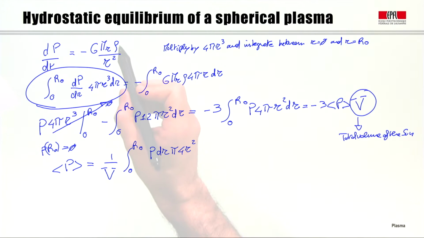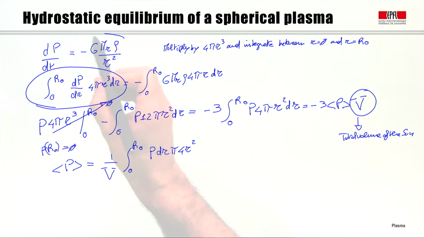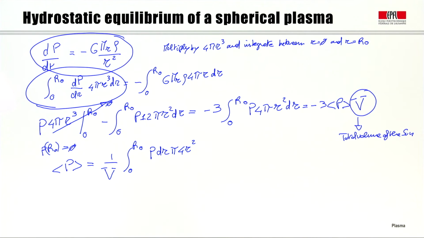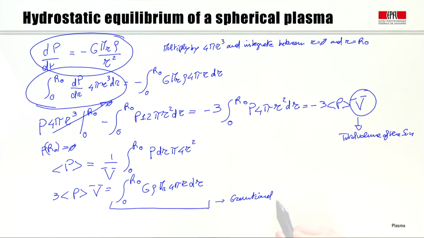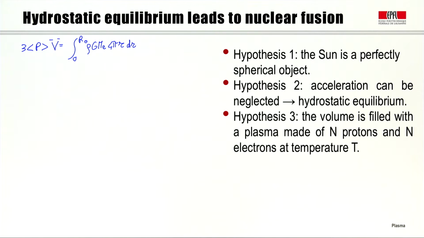Now, if we go back to the hydrostatic equilibrium equation and we plug what we just found into this equation, we end up with the following, where the right-hand side member represents the gravitational energy of the Sun. Now, in order to compute the average pressure P, let's make a further hypothesis.